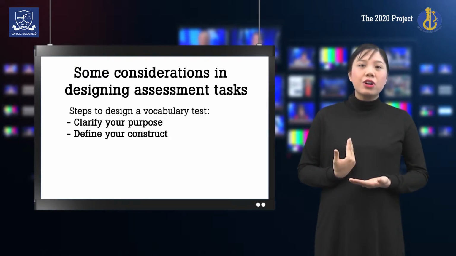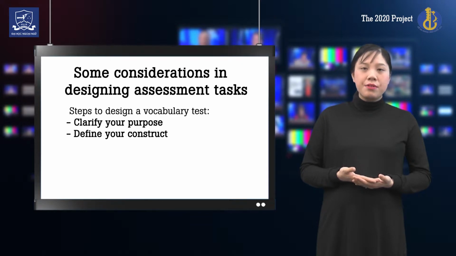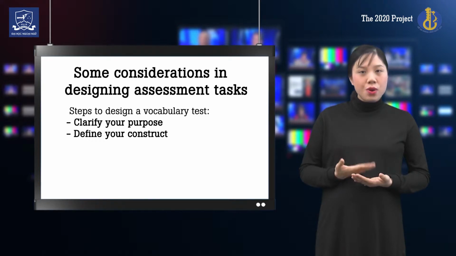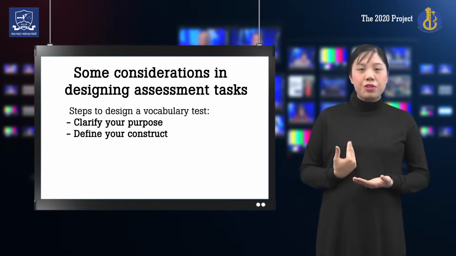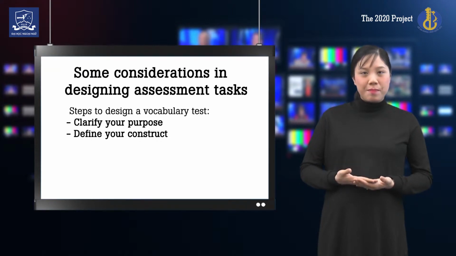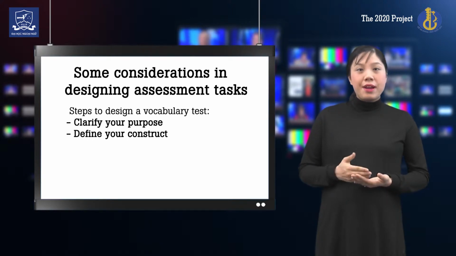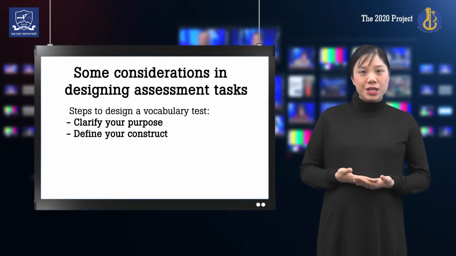2. Define your construct. Once we have clarified the intended purpose of the test, we must next define the construct or the ability we are about to measure. The construct definition of vocabulary knowledge can be either syllabus-based or theory-based. For many of us, as teachers, the syllabus-based approach to defining the construct is more appropriate, whereas the theory-based construct definition is applicable for research and for assessing vocabulary proficiency.